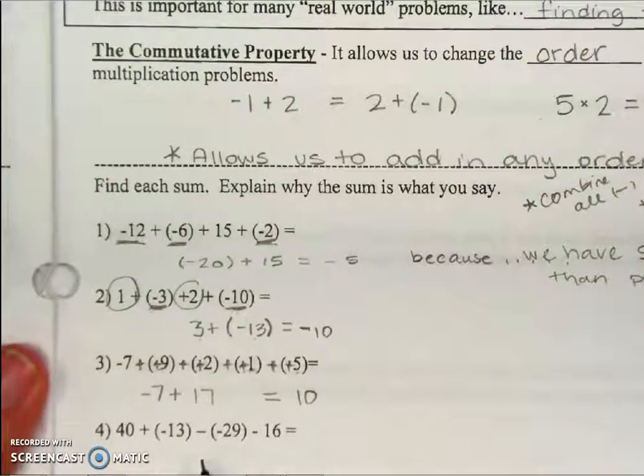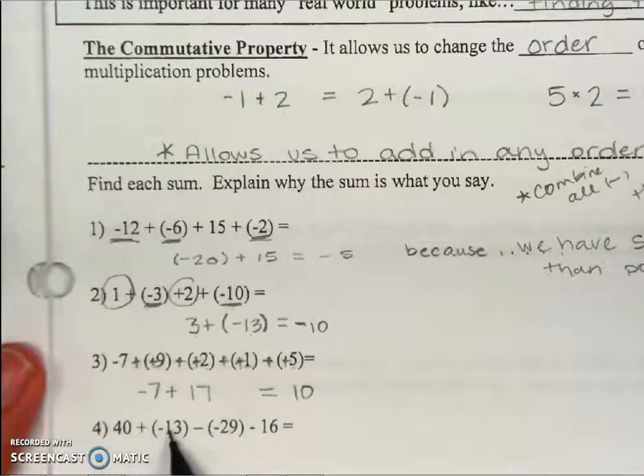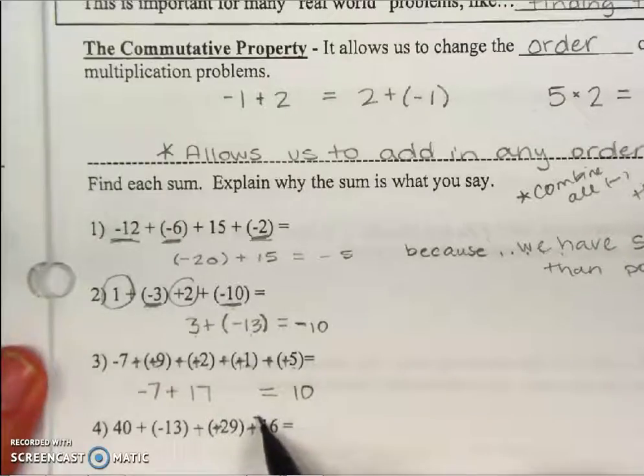All right, last one of these, and then we'll look at these application problems. So let's look at 40 plus -13. Plus is fine. We don't have to change a plus, but we do change a minus. So remember, all subtractions become add the opposite. So that becomes plus +29. And back here, there's another subtraction, so I'm going to add the opposite. So I'm going to write that as plus -16.